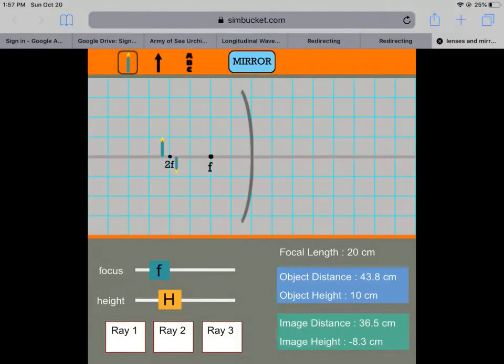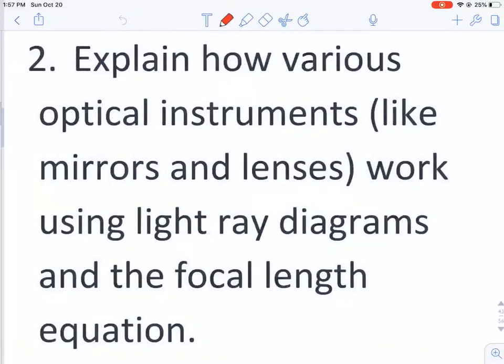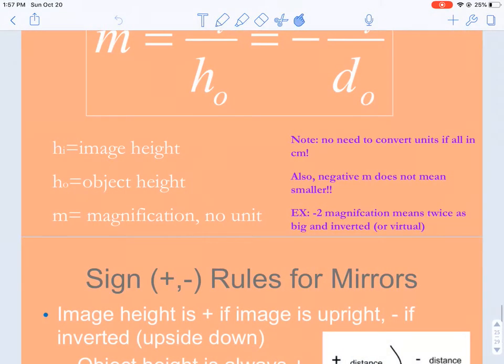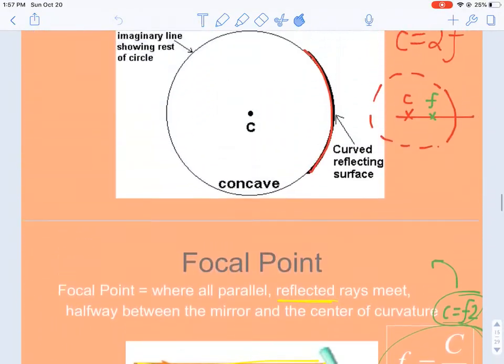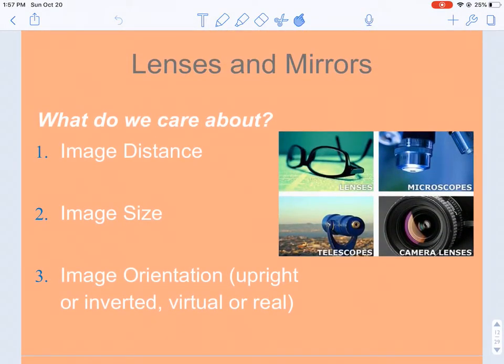This video is about ray diagrams for concave lenses. So if we think about ray diagrams, light ray diagrams are used to explain how mirrors and lenses can work. Now, if you look in your notes, there's lots of different information about this. First thing I want to think about is what we even care about with lenses and mirrors.